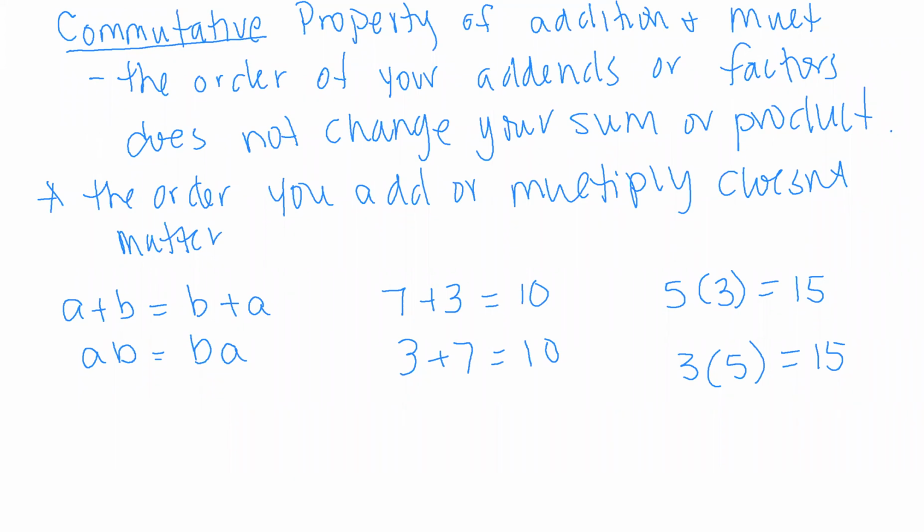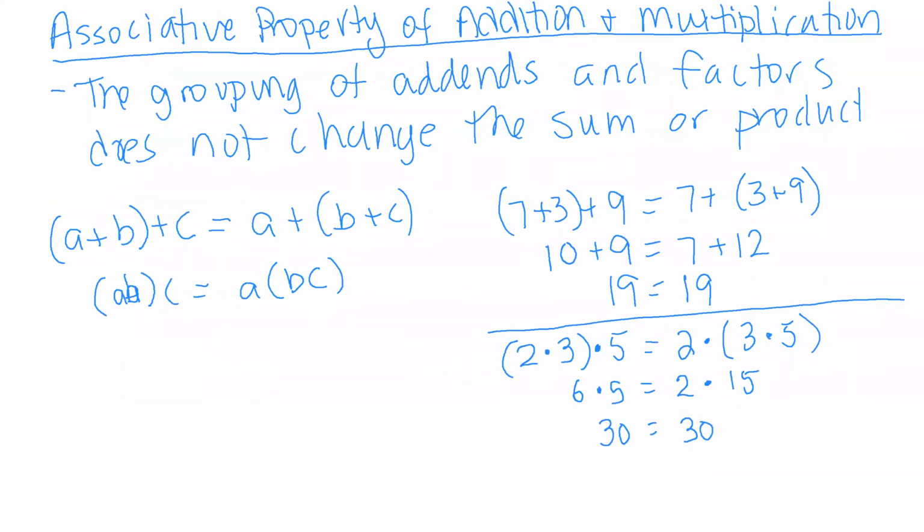The associative property is a little different. The associative property is all about how you group numbers. And like I said earlier, we group numbers using parentheses, and whatever is grouped in the parentheses has to be taken care of first. So I have 7 plus 3 plus 9, where the 7 and the 3 are in parentheses. That means I have to figure out 7 plus 3 first, and then apply the plus 9. So 7 plus 3 is 10, plus 9 is 19. And that would be exactly the same if I instead grouped the 3 and the 9.